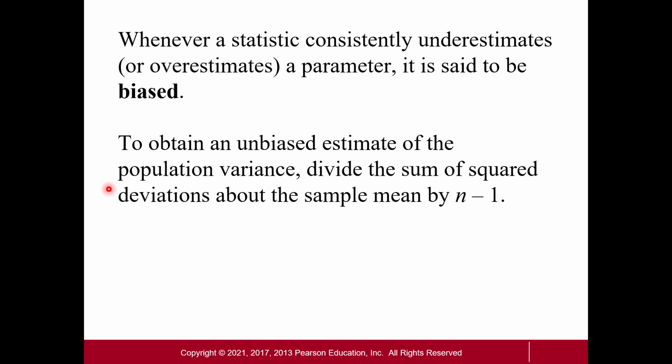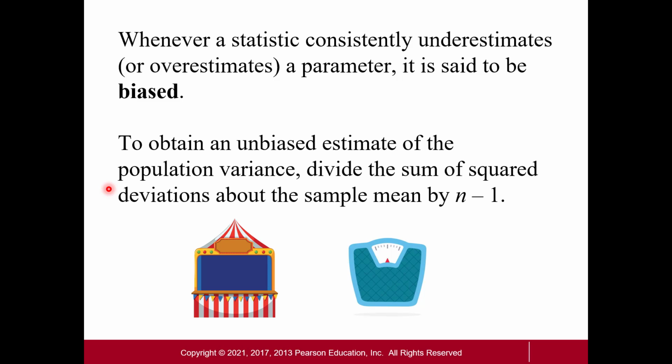Just to help you think about this, imagine if you worked at a carnival and you were supposed to guess people's weight, but you found out that you kept getting it wrong by underestimating. That's actually a biased estimation because you're constantly underestimating. So what you can do is just increase your estimate each time to account for that. And that's sort of what's happening here. If we divide by n minus 1 instead of n, it's increasing that number enough for it to hopefully not be biased.